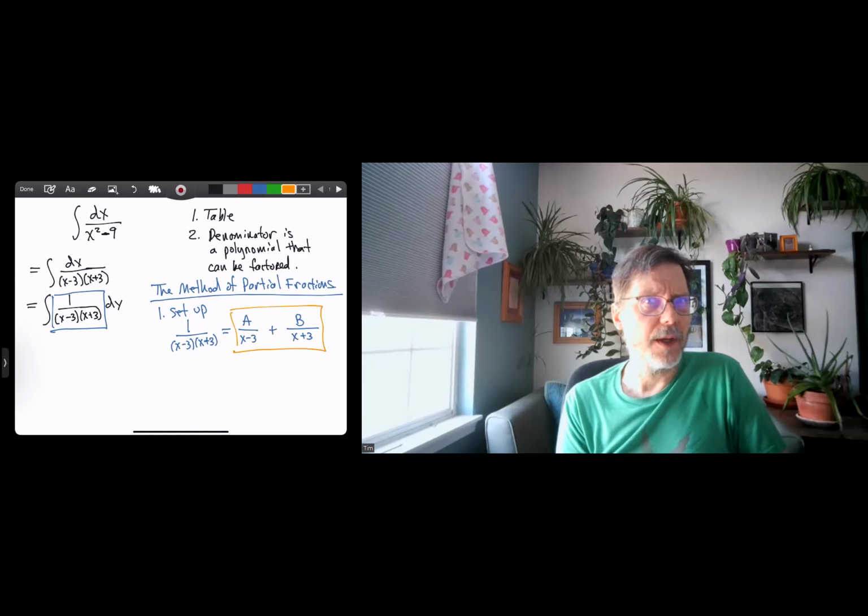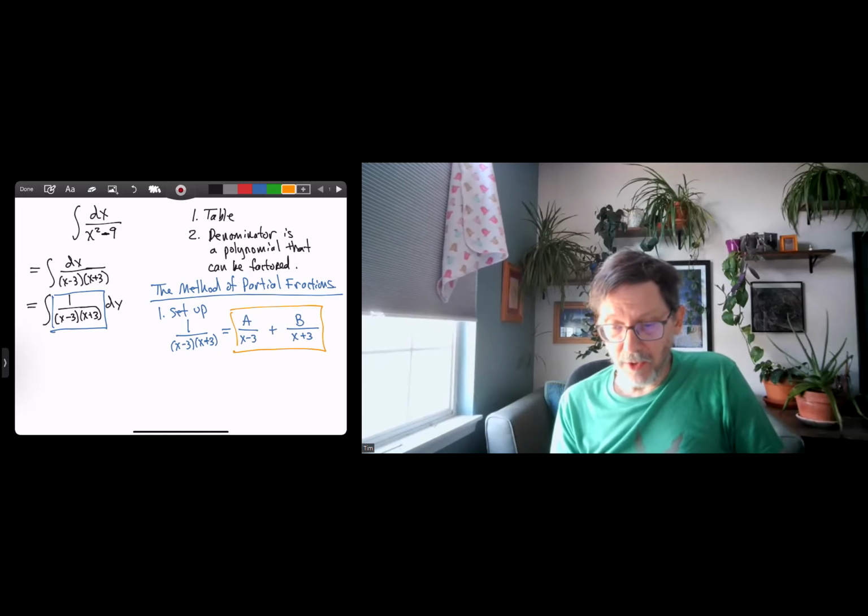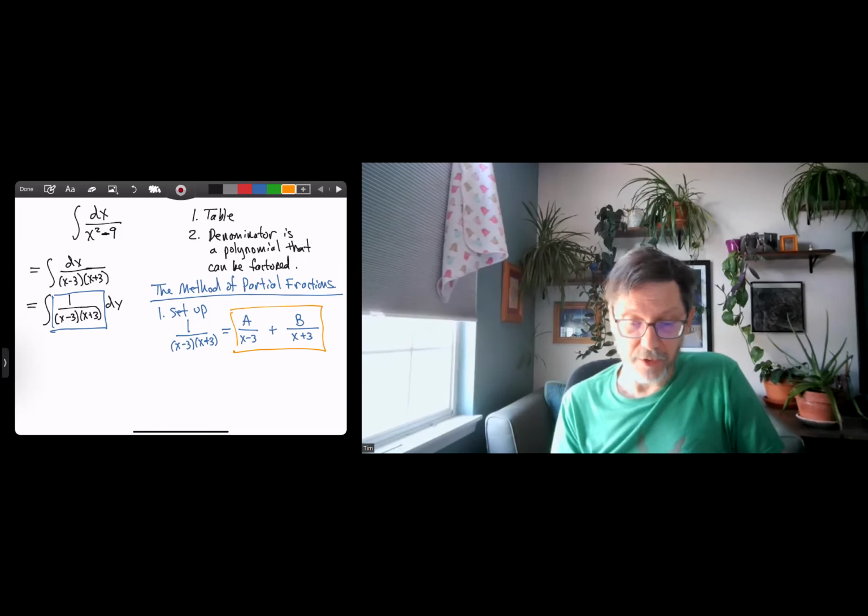What's step one? Well, get a common denominator. And here the common denominator means I'm going to multiply this first fraction by x plus 3 over x plus 3, and then this fraction here I'm going to multiply by x minus 3 over x minus 3. But the common denominator I'm shooting for is the denominator I started with.